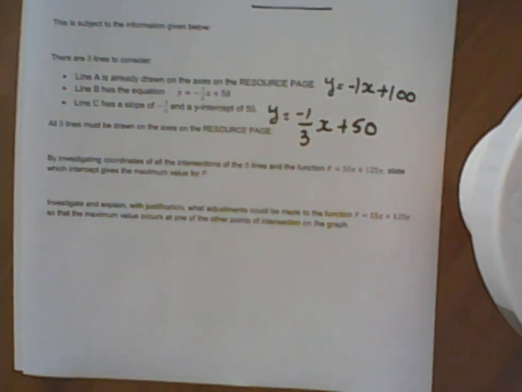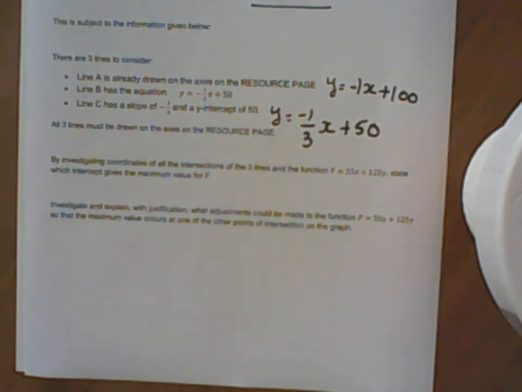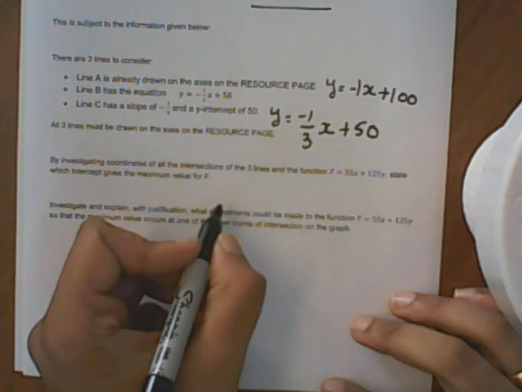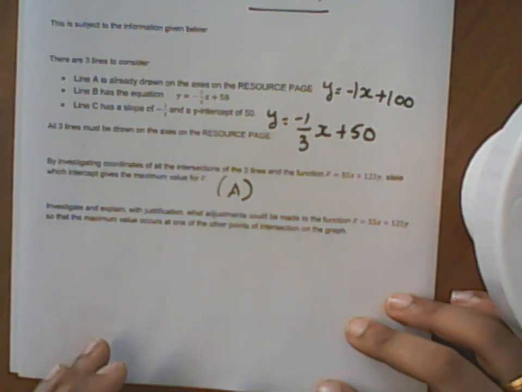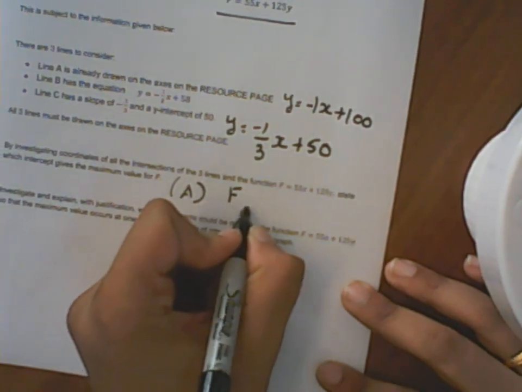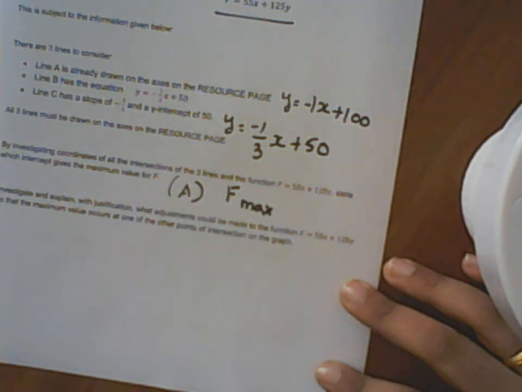Let's go ahead and read what they're asking. All three lines must be drawn on the axis on the resource page. So sweet. So we need to draw these lines. By investigating coordinates of all the intersections of the three lines and the function f is equal to 55x plus 125y, state which intercept gives the maximum value for f. So our intention here, this is basically for achieve. Our intention for achieve is to find out f max.